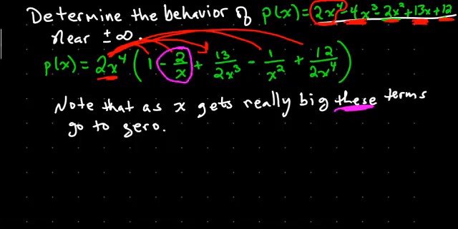2 divided by x goes to 0 as x gets big. That is 2 divided by 100 million is a really, really small number. That is, it's going to 0. So, and now we look at 13 divided by 2x cubed. As x gets really big, that goes to 0. So as x is really big, it's not contributing to this polynomial very much. Here, as x gets really big, that term goes to 0. It's not going to contribute very much.